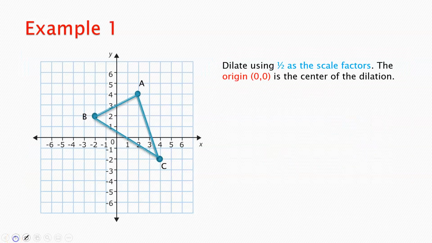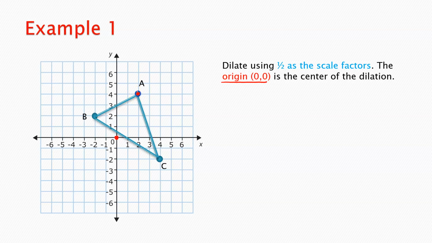All right, be careful. We're going to practice those two one more time today. Example number 1 says dilate using 1/2 as the scale factor. If my scale factor is 1/2, that pre-image should be shrinking by half its size. Now, the origin is the center of this dilation. When the center is (0, 0), it's not bad, because all you have to do is use the coordinates.